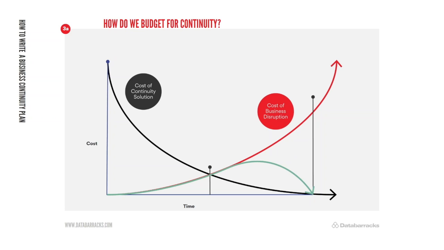On the flip side, we've got the black line, so that is the cost of your continuity solution. So on the far right-hand side at the bottom, that is the cost of putting nothing in place. It will take you a very long time to recover from an incident. Whereas on the left-hand side at the top, that steepens sharply, to get around the tongue twister.